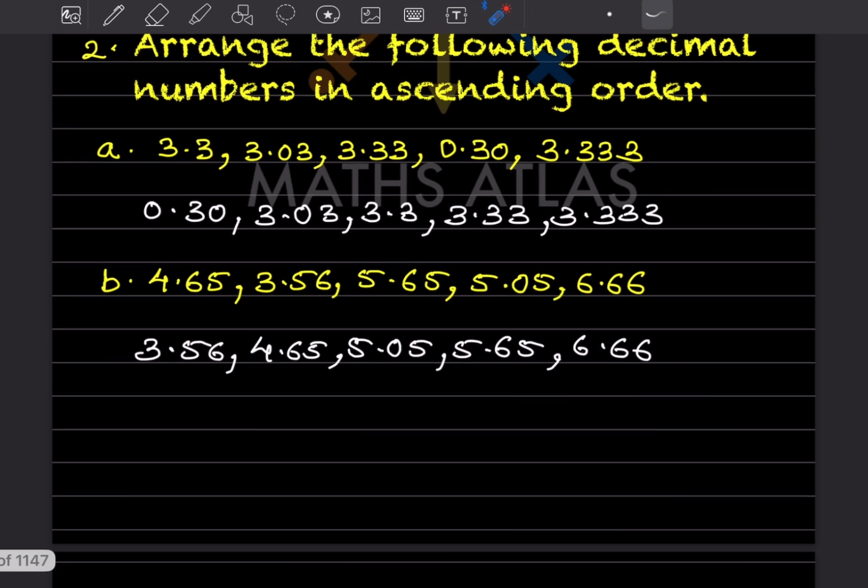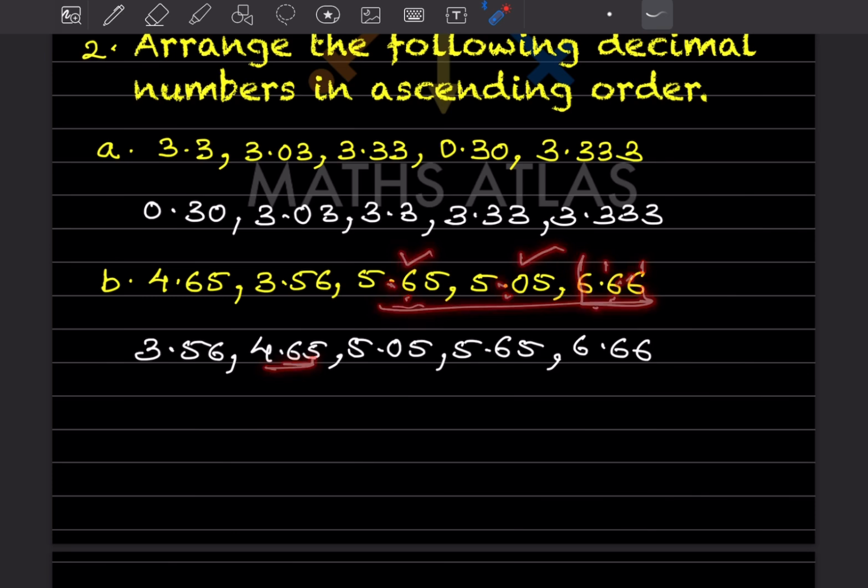Same for these numbers, we'll see. Now we can see the whole part. So 3 is the smaller number, so 3.56. Then we have only one number 4, so we can write here 4.65. In fives we have these 3 numbers. So what we are going to do, after the point we are going to see the next number. Sorry, this is 6. So this is going to be the last one.